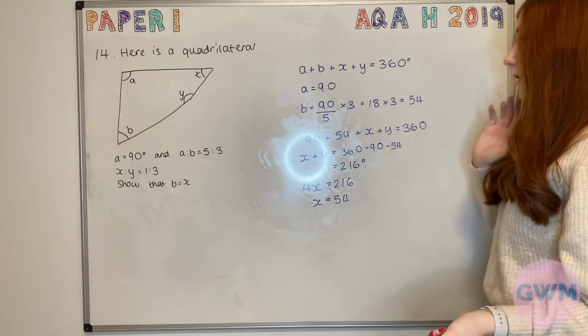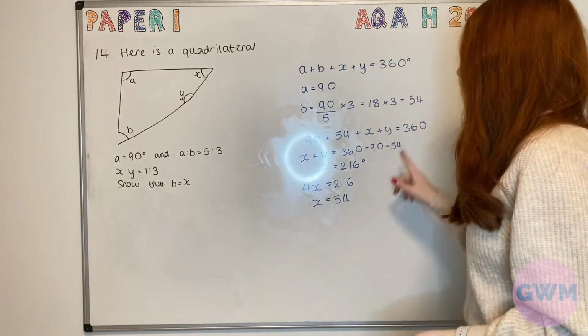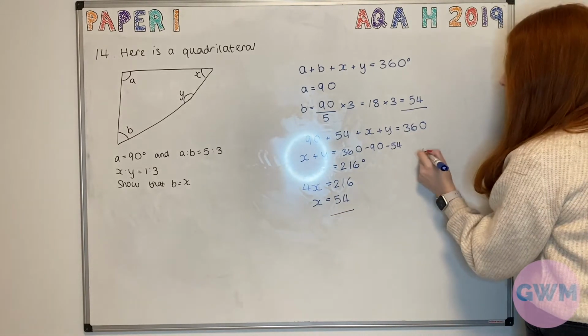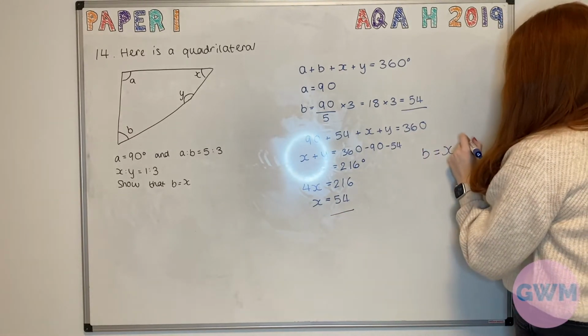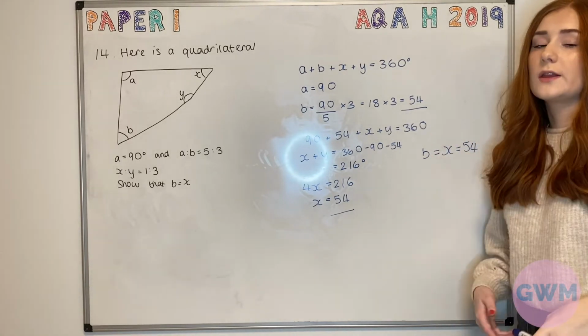Now we can also work out y here, but we don't need y. It doesn't want y, it wants b and x. B, got that, 54. X, got that, is 54. So b equals x, and that equals 54. And that has shown enough to get us the marks for that answer.